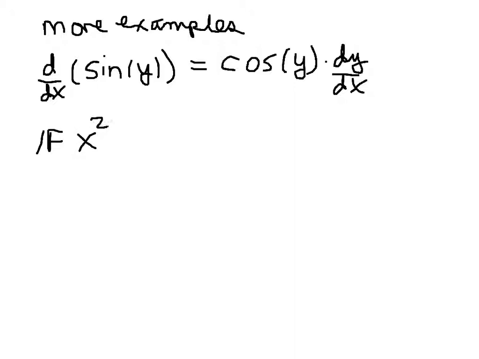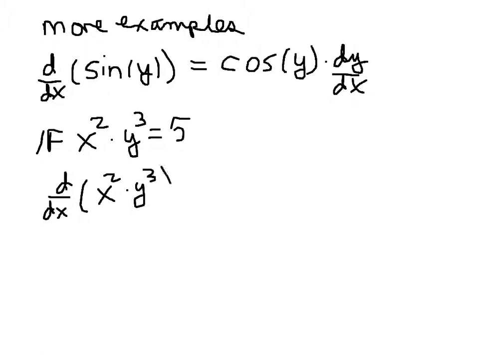So now let's suppose we have a relation that looks like this. We have x squared y cubed is equal to 5. And we want to find dy/dx. So what we'll do here is differentiate each side with respect to x. That looks like this: the derivative with respect to x of x squared times y cubed is equal to the derivative with respect to x of 5.